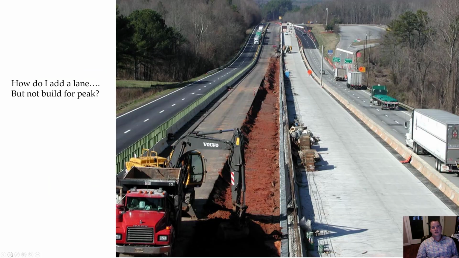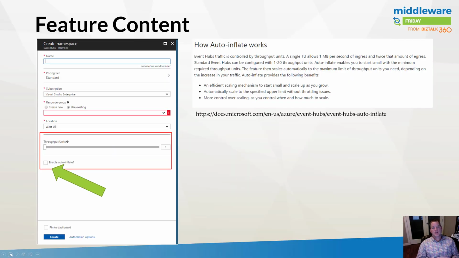So I guess what is the solution? And as you can probably guess by the title of this particular episode, it's a new feature called Auto Inflate. And the idea with Auto Inflate is the ability to provide additional capacity, but to be able to do that on demand. So now, in order to enable Auto Inflate, you actually need to go ahead and create a new Event Hub. At least when I looked, I didn't see the ability to add this to an existing Event Hub.